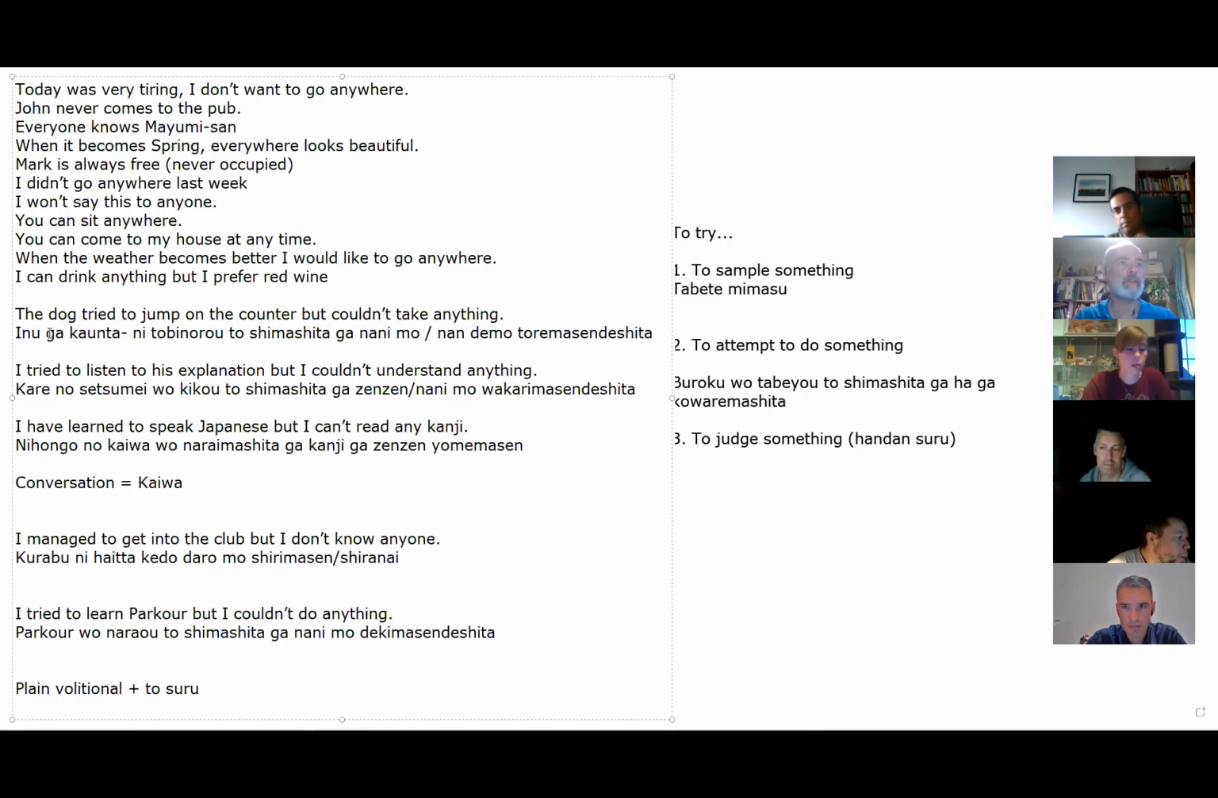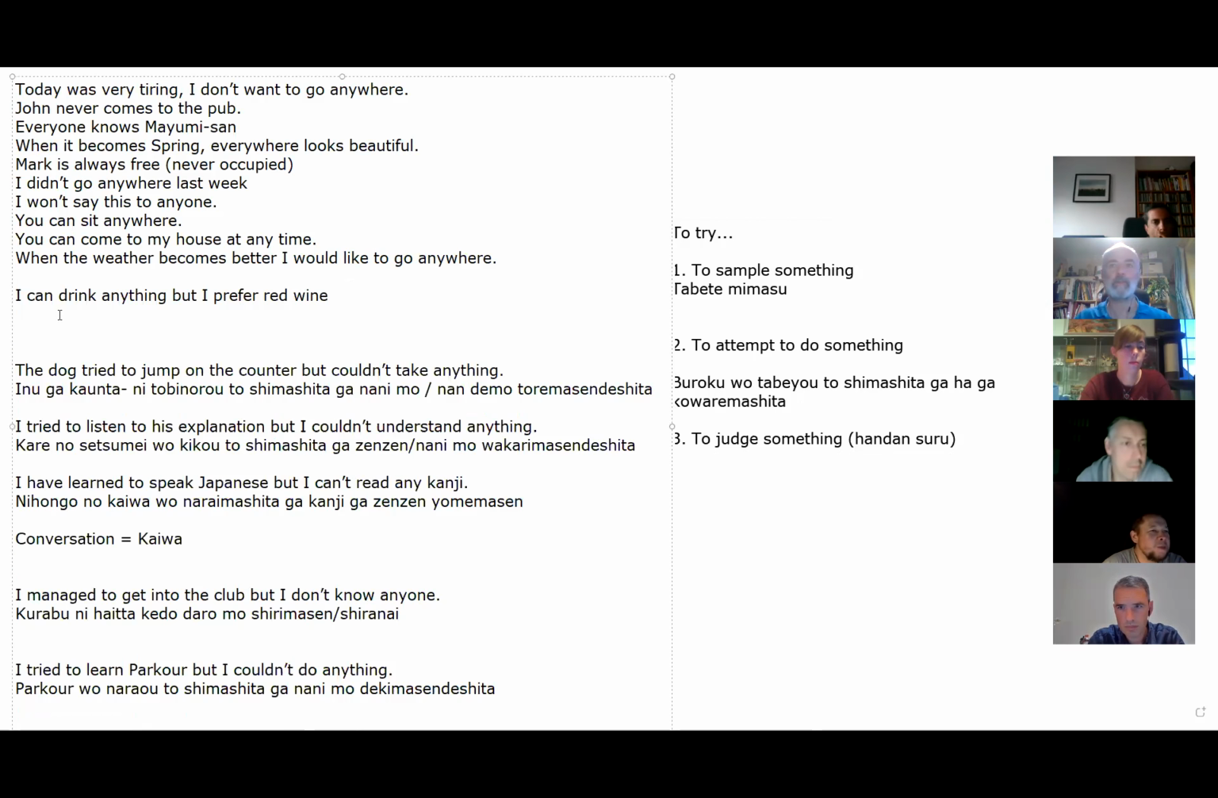I can drink anything, but I prefer red wine. Nanimo ga nomemasu. But we don't need ga. Mo replaces the ga. Yeah. Aka wine ga suki desu. Yeah, aka wine ga daisuki desu, you say? 大好きです. Both ga suki desu.